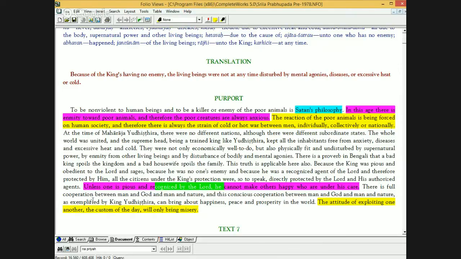There is a full cooperation between man and God and man and nature, and this conscious cooperation between man and God and man and nature is exemplified by King Yudhishthira. As an example, King Yudhishthira can bring about happiness, peace, and prosperity in the world. The attitude of exploiting one another, the custom of the day, will only bring misery.